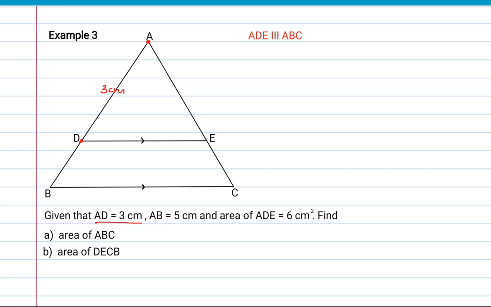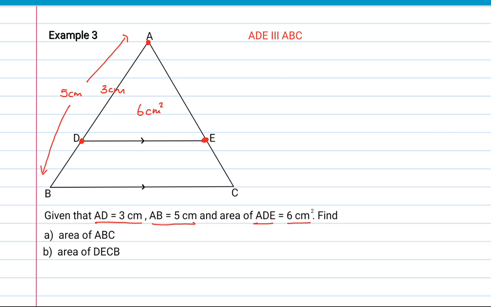And then AB is equal to 5 centimeters. So AB is equal to 5 centimeters. So 5 centimeters here. It's 4 here, extending to this part. And then the area of ADE is equal to 6 square centimeters. So ADE, so my A, D, then E. So it's the smaller triangle, which is equal to 6 square centimeters.